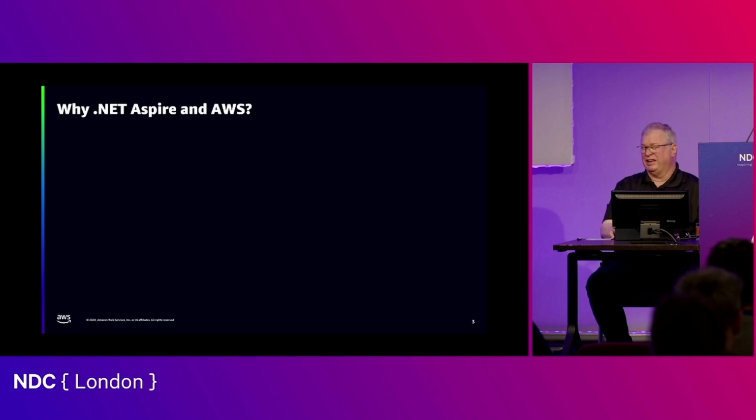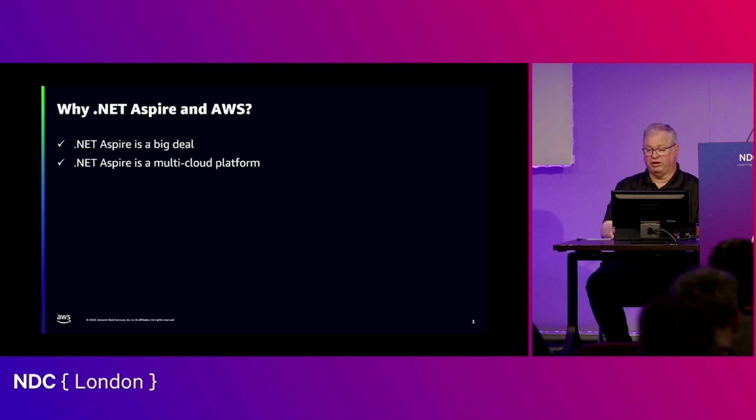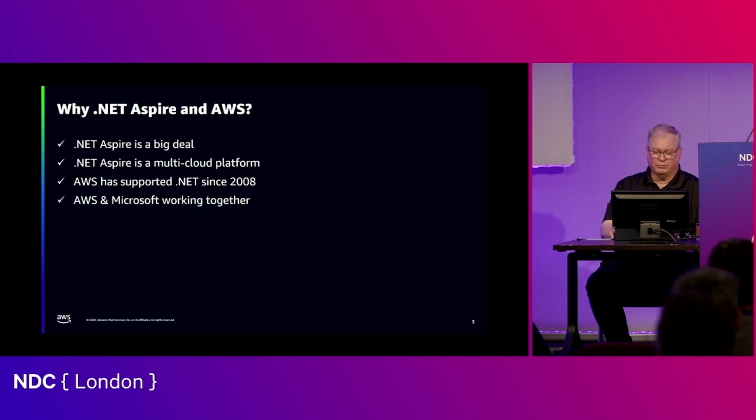So why .NET Aspire in AWS? Well, as I just mentioned, .NET Aspire is a big deal. And it is a multi-cloud platform, which means not only can you use it on Azure, but you can use it on AWS and any other platform that provides an implementation. And you may not know this, but AWS has supported .NET since 2008. And we're very beholden to .NET. And in the .NET Aspire work, AWS and Microsoft have been working together in a very public, professional partnership, which I find really refreshing. Puts the customer first, and I'd love to see more of it.